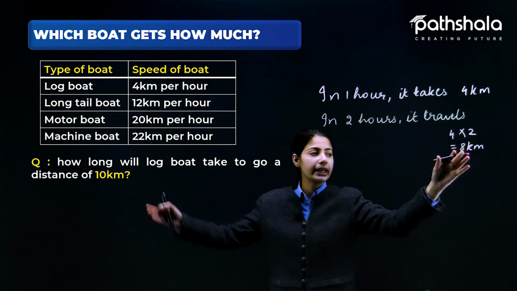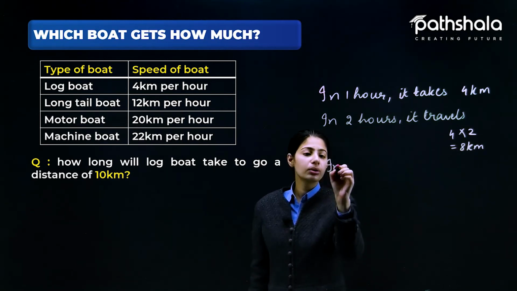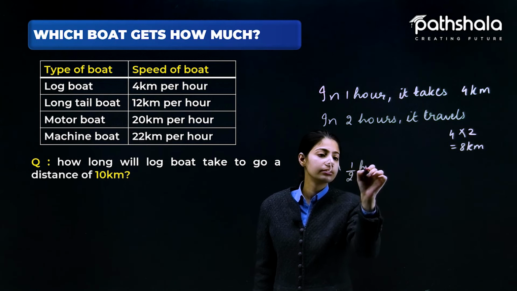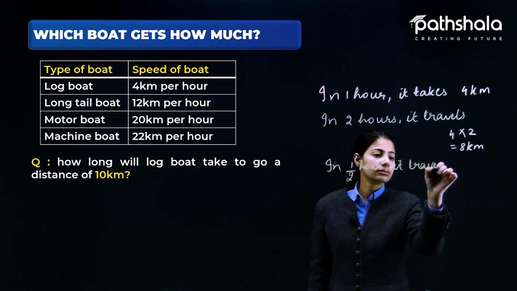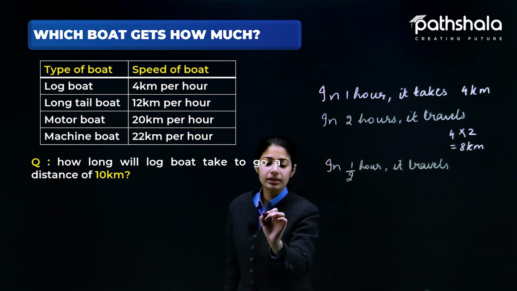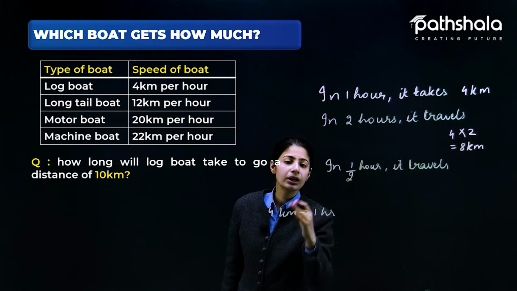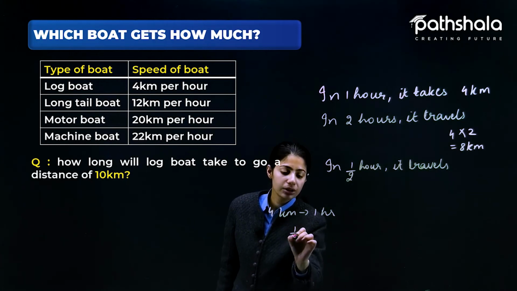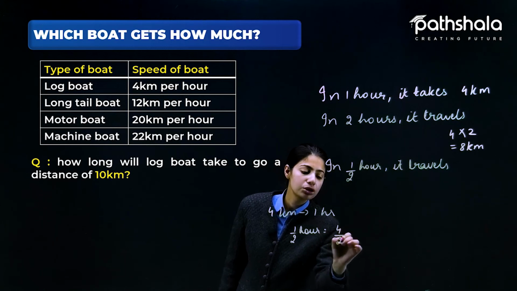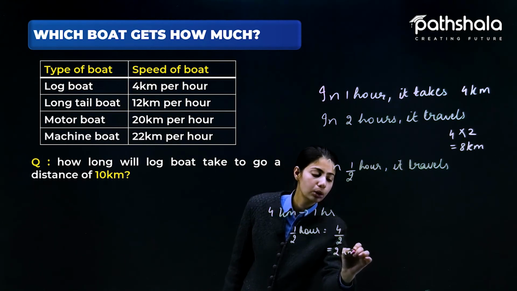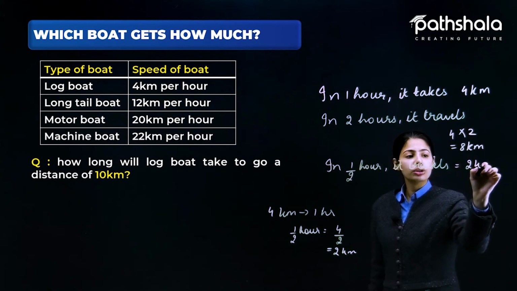But we need 10 kilometers. That means 2 kilometers more. So in half hour, it travels. So if it travels 4 kilometers in 1 hour, so in half hour, it will travel 4 upon 2, that is 2 kilometers. So in half hour, it travels 2 kilometers.